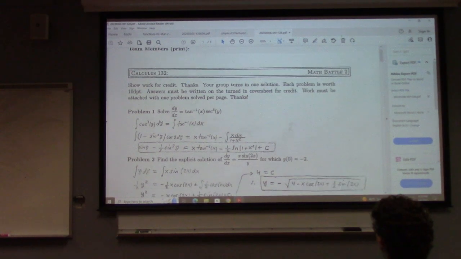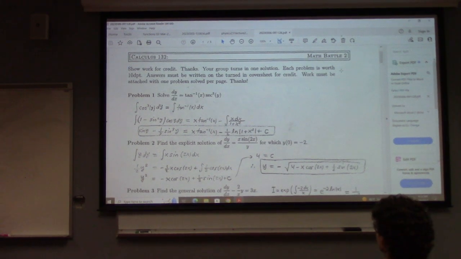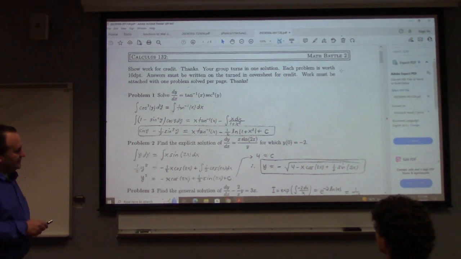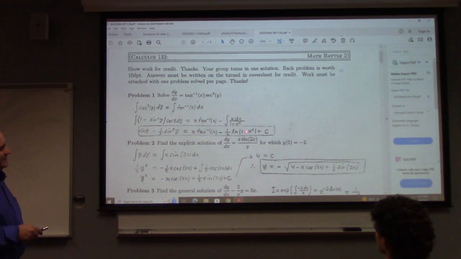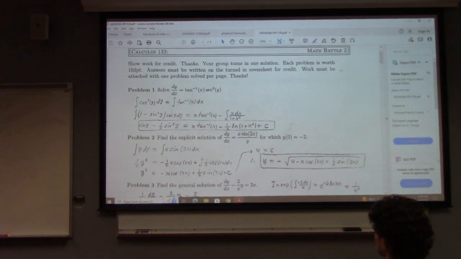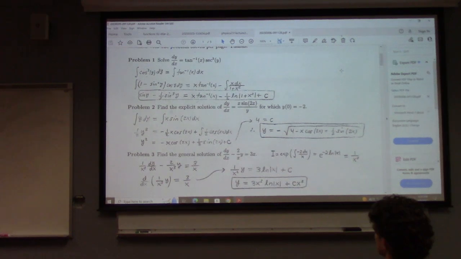Let's see here. So, problem 1, there are signs of life here for most groups. Some of you missed the half there. Others of you did weird stuff here, just weird stuff. There's like an inverse tangent of x squared people had there. I don't understand that. Let's see here. Problem 2.